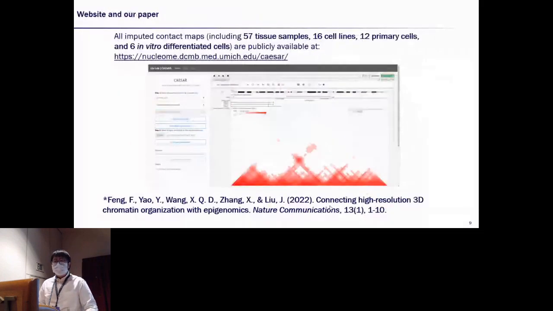So in the end, we imputed 91 nucleosome resolution contact maps from only public ENCODE data. Those contact maps are all published online on our website, where you can browse to locate the regions you are interested in and check the enhancer-promoter interactions. For more details on our models and experiments, you can refer to our paper in Nature Communications. That's the end of my talk. Thank you so much for your attention.